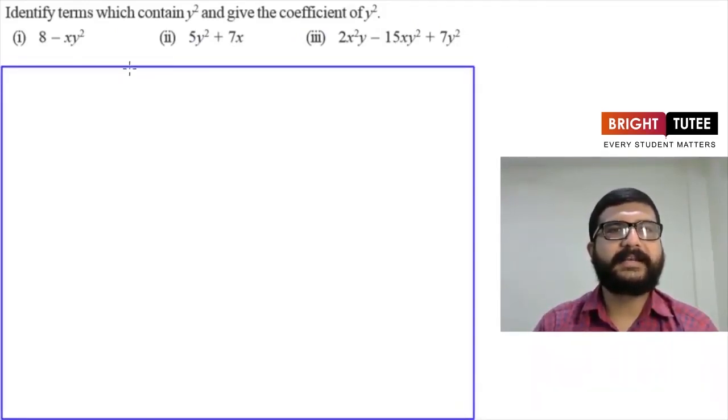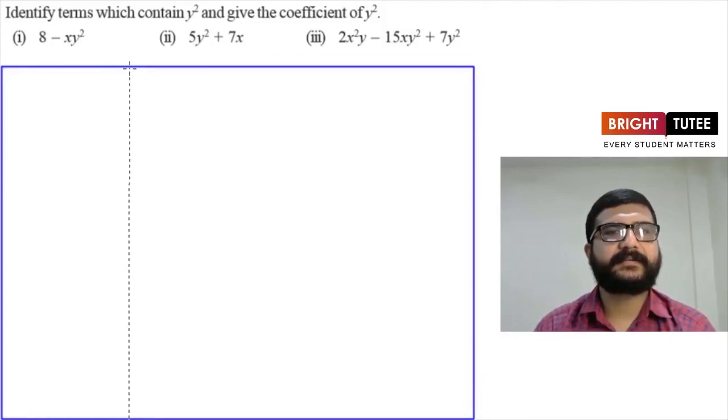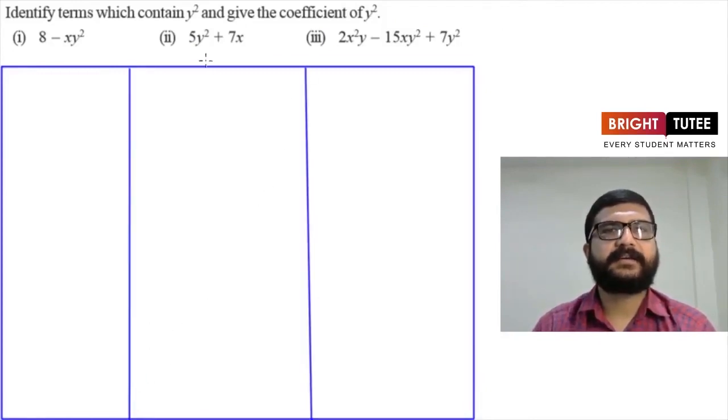In the first column we can write expressions. In the second one we'll write terms having y square and then their coefficients.